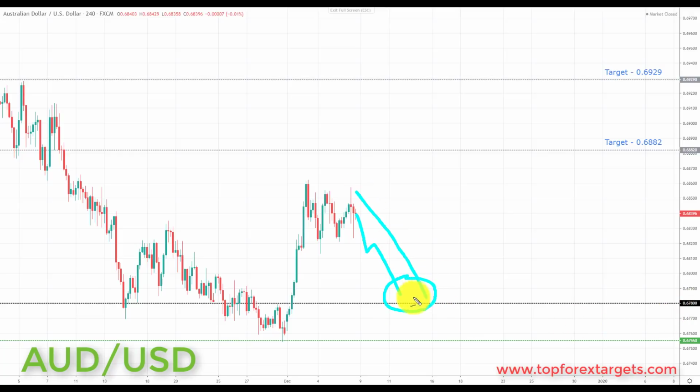This would be the best place going into next week to start to look for those reversal patterns, to look for those bullish formations and patterns. And we're going to be looking at initiating longs up towards the next key resistance to the upside, the target set at the 0.6882. And if we can get a break through here, we're going to be looking up towards the next key resistance to the upside and target 2 at the 0.6929.